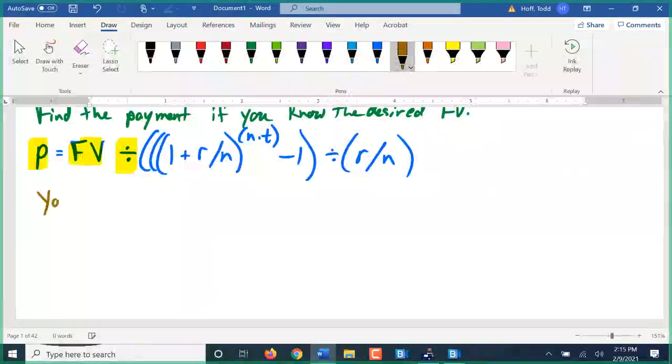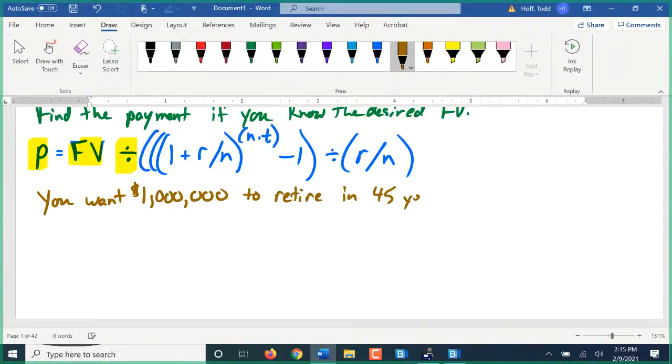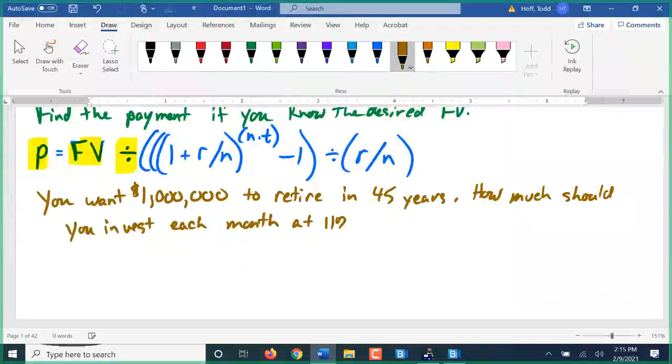Let's say you want $1 million to retire. And for many of you, you have 45 years if you're in your early 20s. I know how much, how much should you invest each month? I need to give you a percent, so at 11% return.